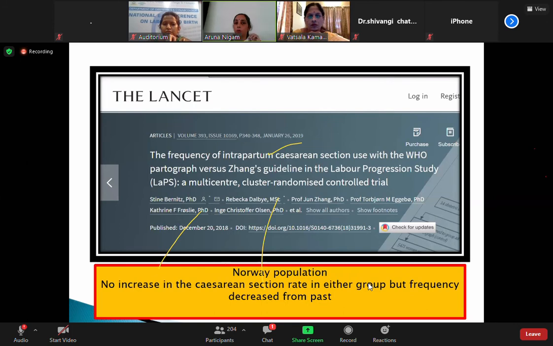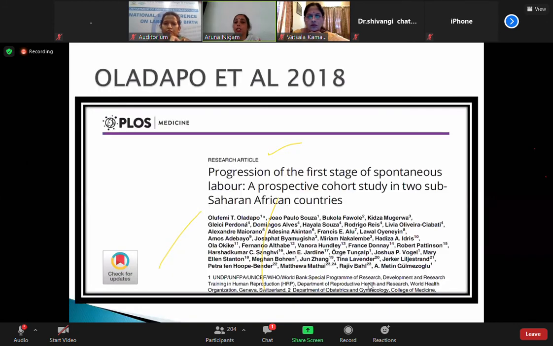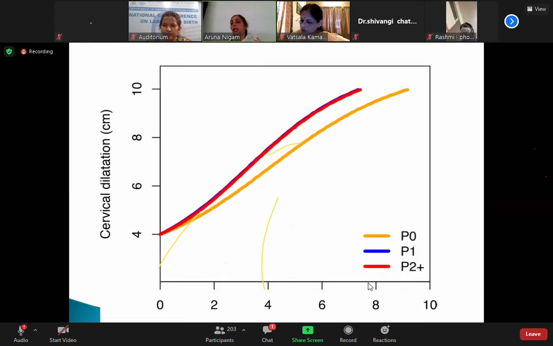This is a PLOS One paper, Olapando et al. In 2018, they published the progress of the first stage of spontaneous labor in sub-Saharan African countries. They found that their graph is also much similar to Zhang's curve. And there is no inflection point in a nulliparous female, but an inflection point was there in a multiparous female.